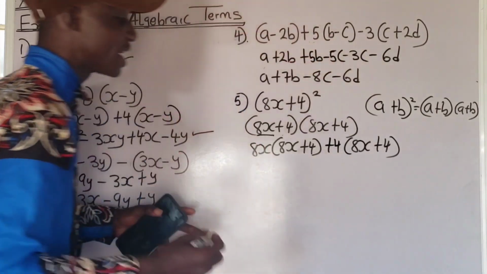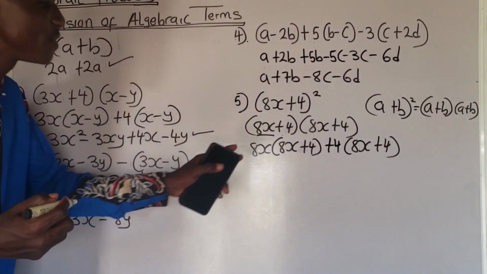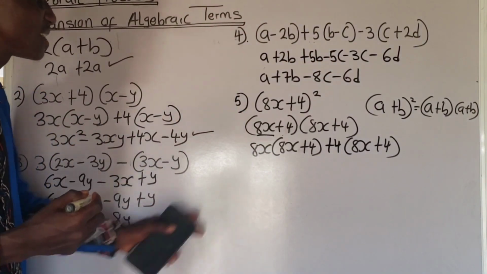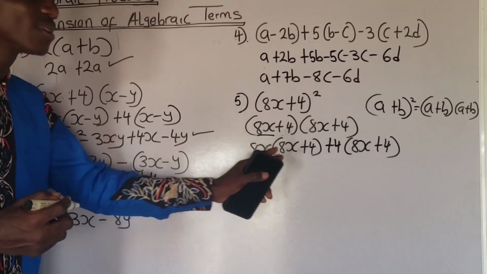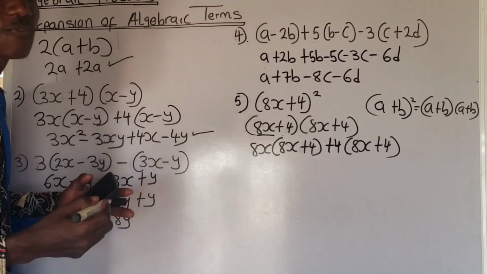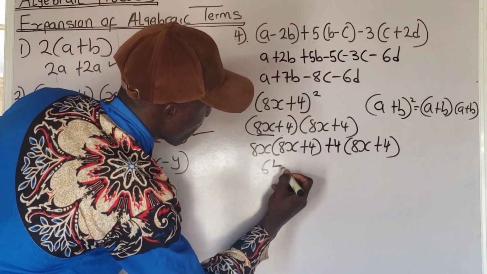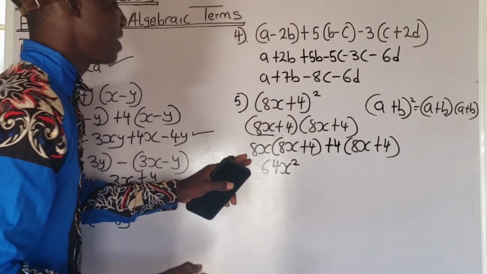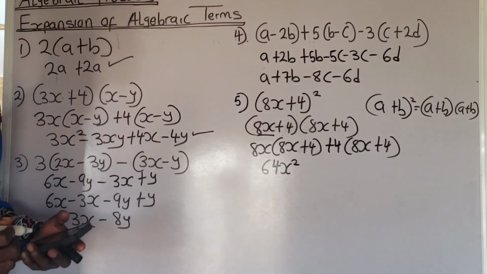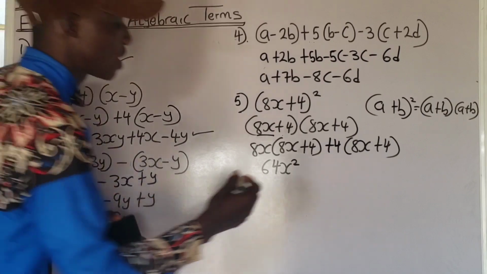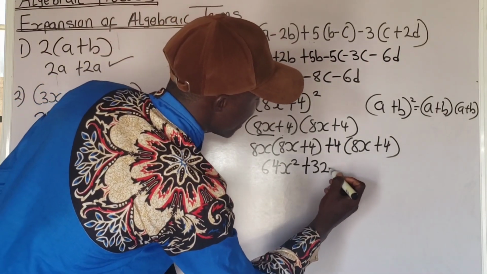Now let us open the bracket with the coefficient of each bracket. The coefficient here is 8x. 8x multiplied by 8x will give us 64x squared. 8x multiplied by plus 4 will give us positive 32x.